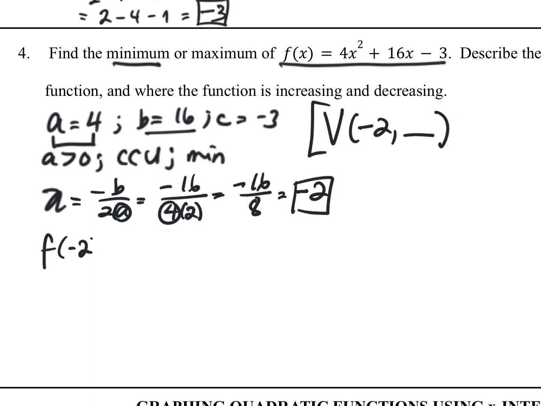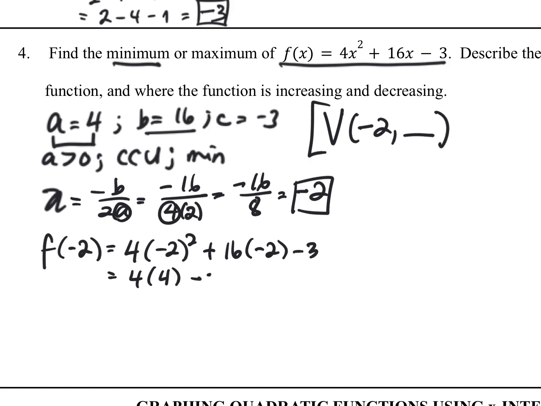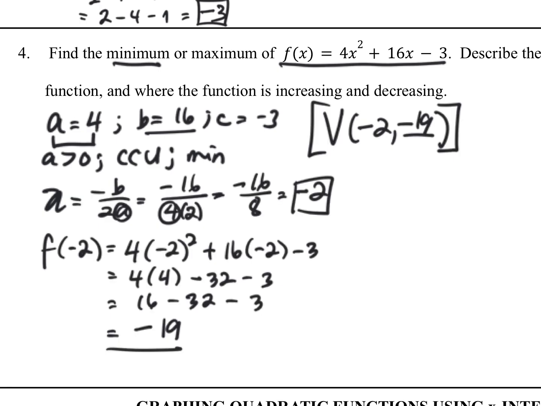So f of -2 is equal to 4 times (-2) squared plus 16 times -2 minus 3. So this is going to give you 4 times 4, which is 16. Now this is negative and positive, so this is going to give you -32, minus 3. So this is going to give you 16 minus 32 minus 3. And if you look at that once again, 16 minus 32 and then minus 3 is just going to give us -19. So the value of our y here is -19. Now we have our vertex.